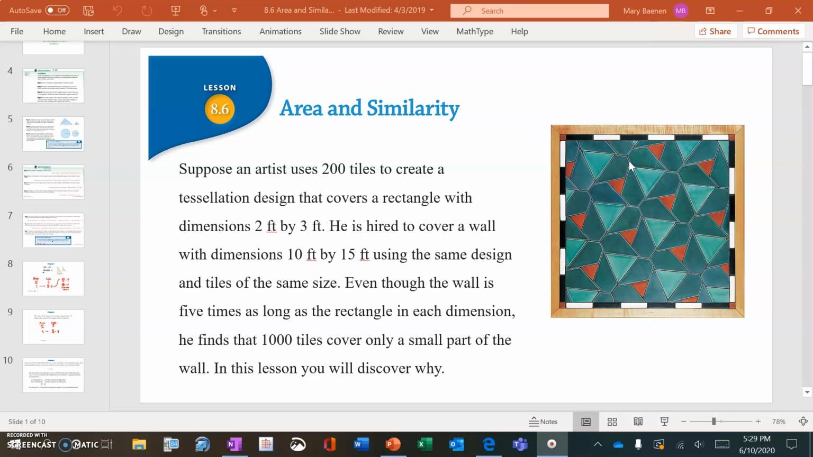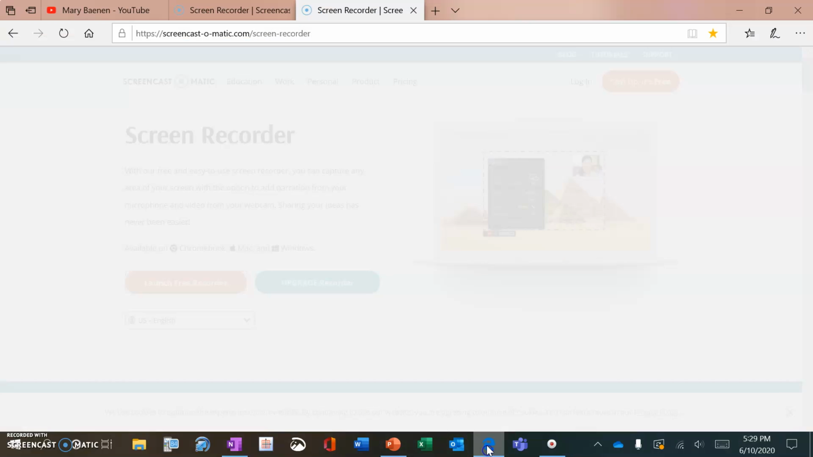This is section 8.6 of Accelerated Geometry, and it's called Area and Similarity. There is a PowerPoint that goes with it, and I am going to walk you through the investigations.